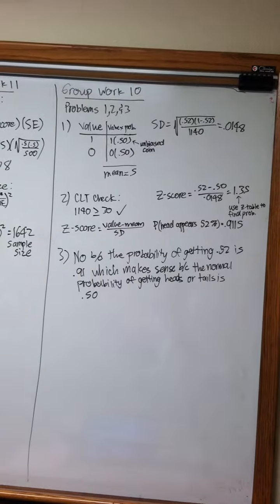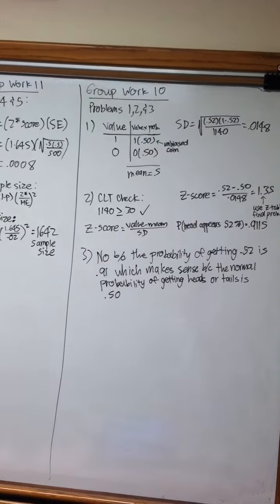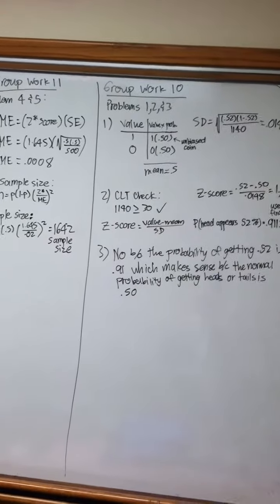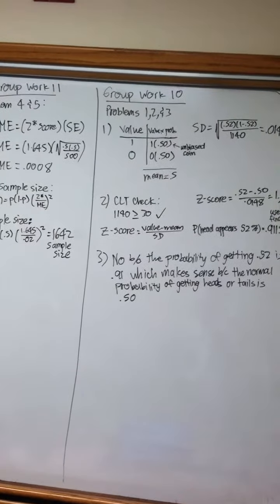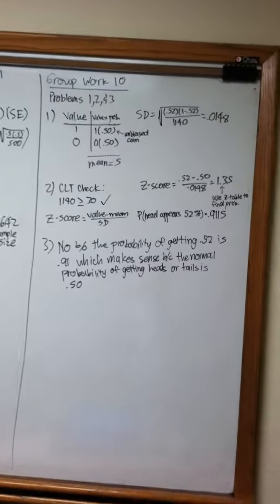In question 1, it asks, assuming unbiased coin flips, what are the mean and standard deviations for the proportion of heads appearing in a random sample of 1,140 tosses?